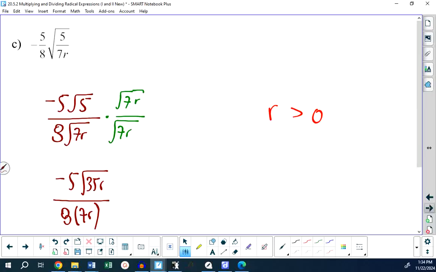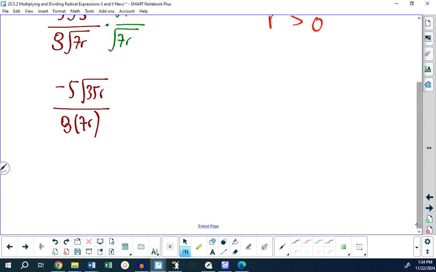So on the top, that root 5 times root 7r is root 35r. On the bottom, the root 7r times root 7r is just 7r without a root, which means we can write that as 56r. And we're done. Don't bother searching for simplifying 5 over 56. You can't. If you could, you would have seen it up here, because 56 is 8 and 7.